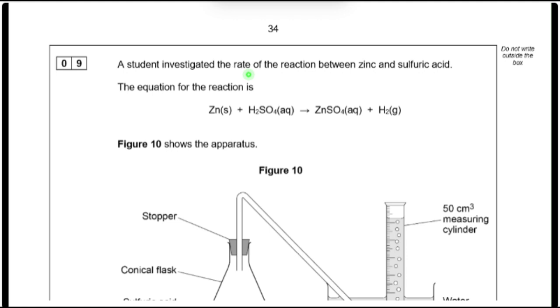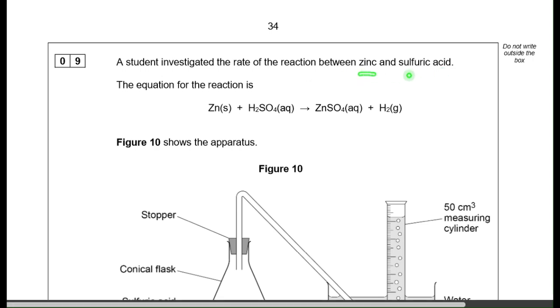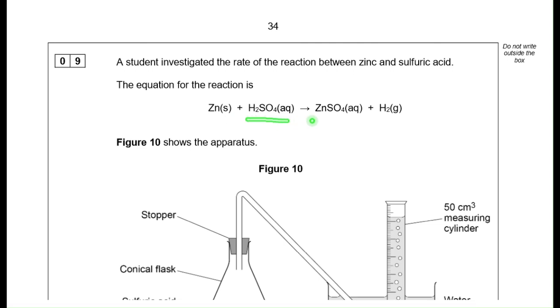Over the page, question 9. A student investigated the rate of the reaction between zinc and sulfuric acid. The equation for the reaction is Zn solid plus H2SO4 aqueous goes to ZnSO4 aqueous plus H2. Figure 10 shows the apparatus.